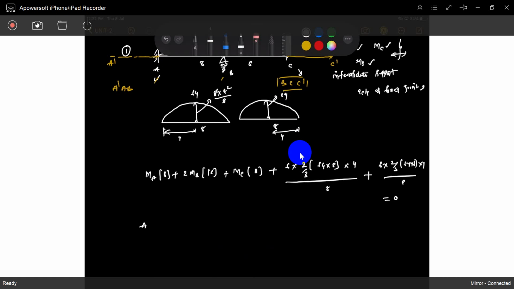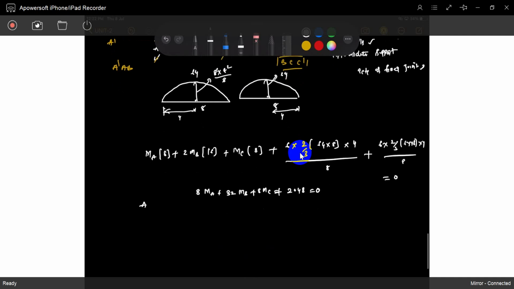So what is that equation? It will come like 8MA plus 32MB plus 8MC is equal to 2048 plus, equal to 0. That is the first equation.